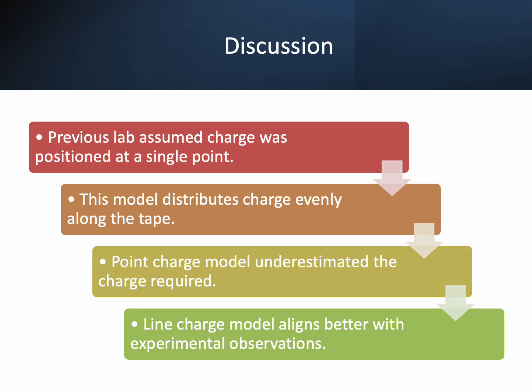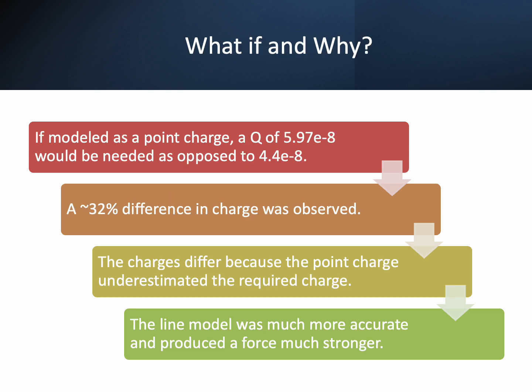So, further discussion. In the previous lab, we assumed that the charge was positioned at a single point. This model also distributes the charge evenly along the tape, and the point charge model underestimated the charge that was required. The line charge model more aligns with the experimental observations and produced forces that do actually balance each other out equally. If modeled as a point charge, a Q of 5.97 times 10 to the negative eighth would be needed as opposed to the previously calculated charge of 4.4 times 10 to the negative eighth. This is about a 32% difference in charge, which is significant enough to say that the previous model was not an accurate representation.